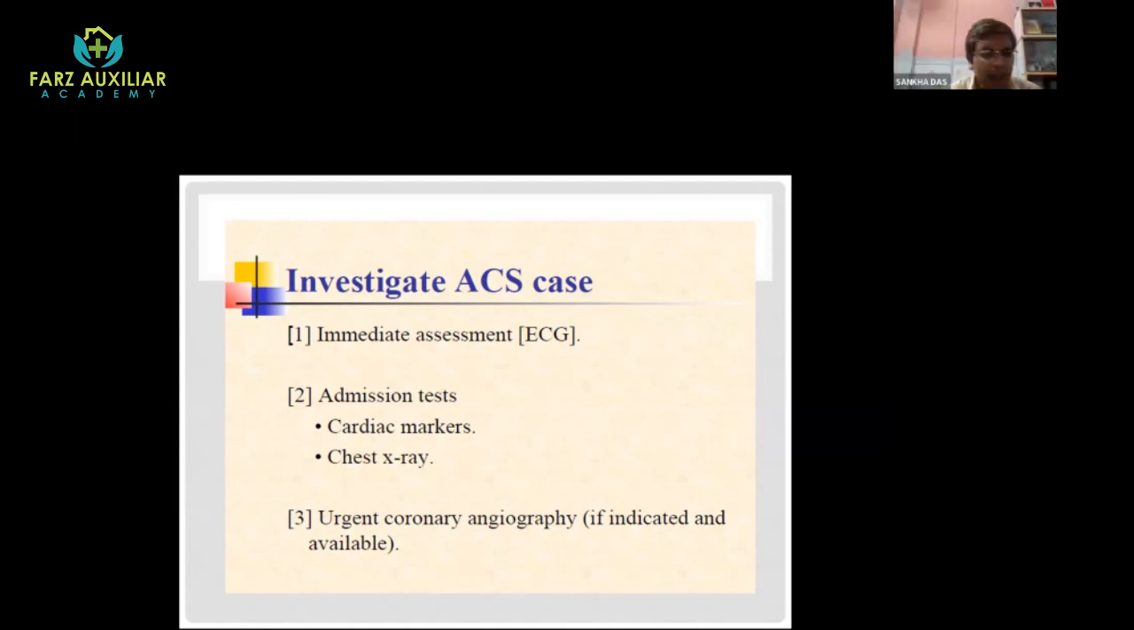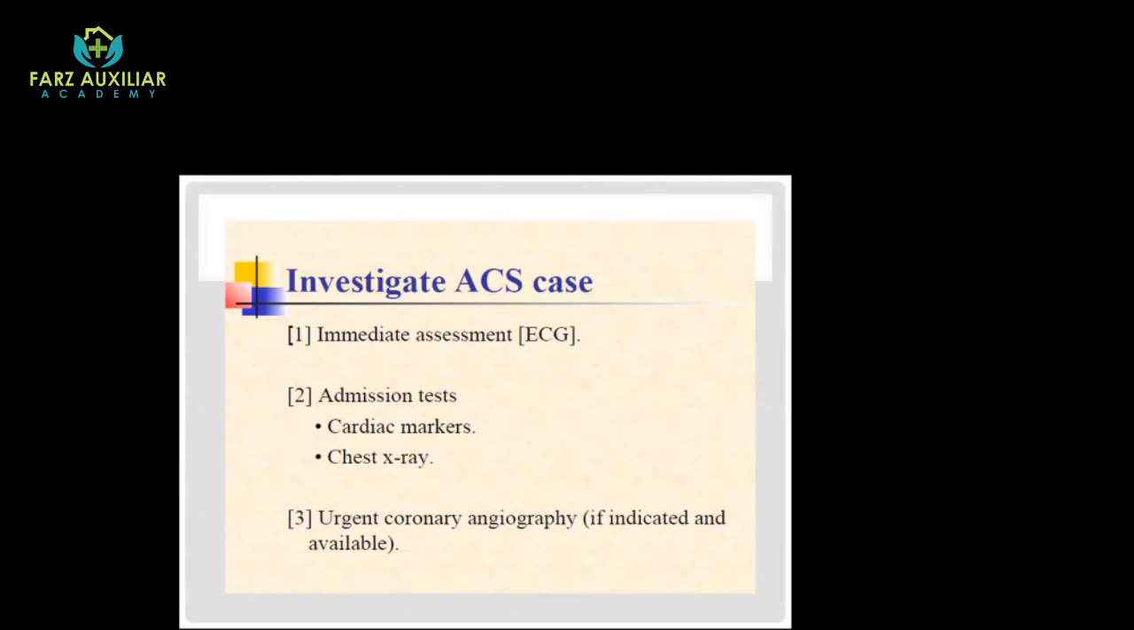ST depression in precordial leads V1, V2, V3, with dominant R waves. That is the very classical feature of posterior wall MI. It signifies that either the offending artery is the left circumflex or it could be the posterior descending artery, which is a branch of the right coronary artery. So that is a classical feature of posterior wall MI.